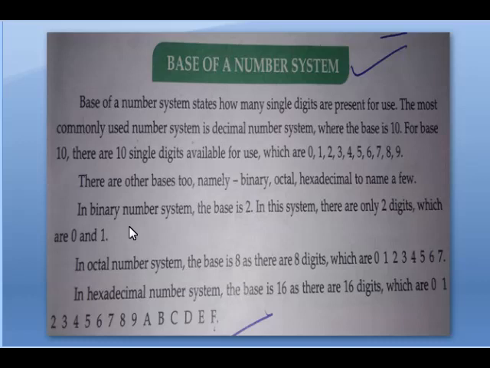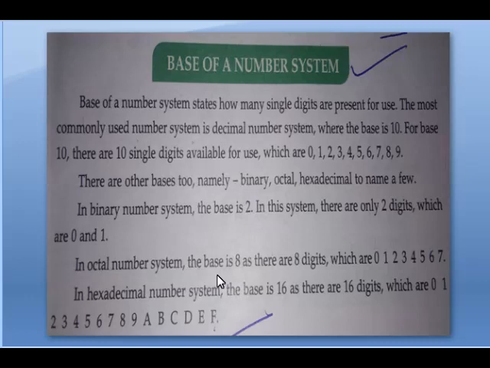Next one is octal number system. In octal number system, the base is 8, and there are 8 digits in an octal number system, that is 0, 1, 2, 3, 4, 5, 6, 7. So 0 to 7, total 8 digits. So the base of the octal number system is 8.